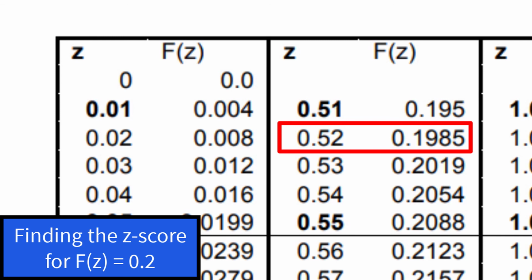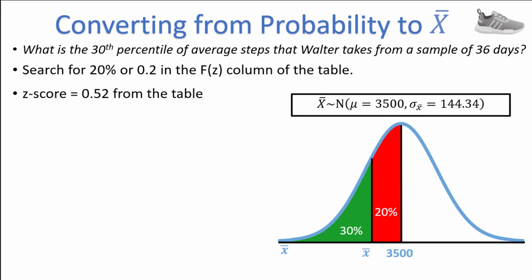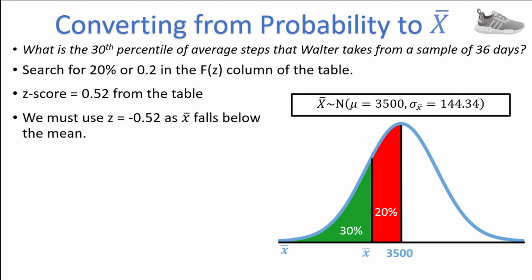Different teachers might have different conventions for what to do when the value does not fall exactly in the table, but I'm fine using the closest value, which is 0.52. The value we got for the z-score is 0.52 from the table, but we will use negative 0.52 because our desired value for x bar falls below the mean, suggesting a negative z-score. We can include the second horizontal axis on the graph to include the z-score.